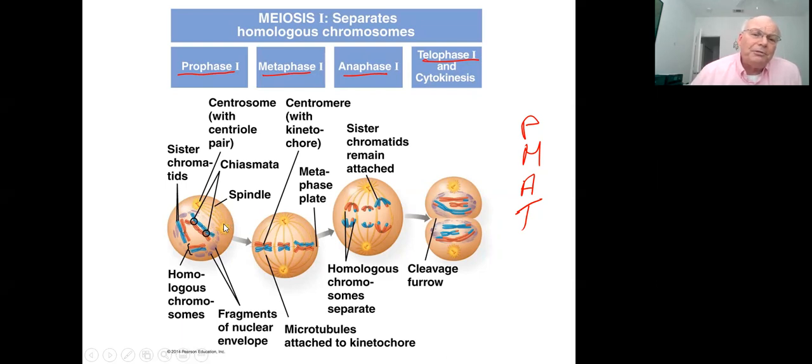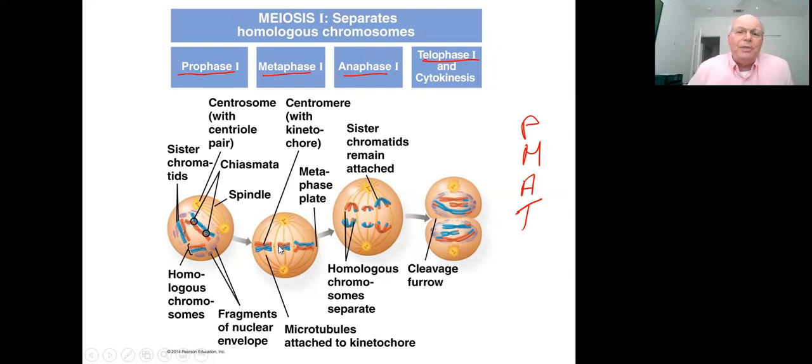So microtubules from one end of the spindle connect with the chromosome, one homologous partner. Microtubules from the other end of the spindle connect with the other partner, so that each homologous chromosome is connected to one end of the spindle, and each of the partners is connected to opposite ends of the spindle.